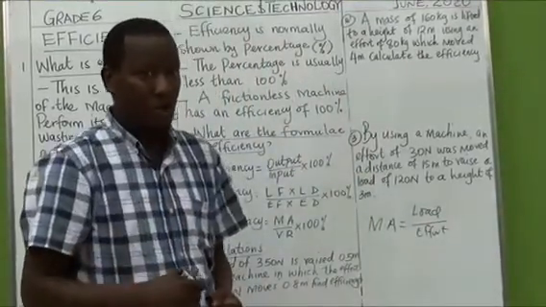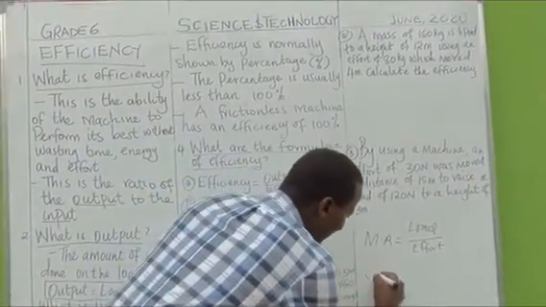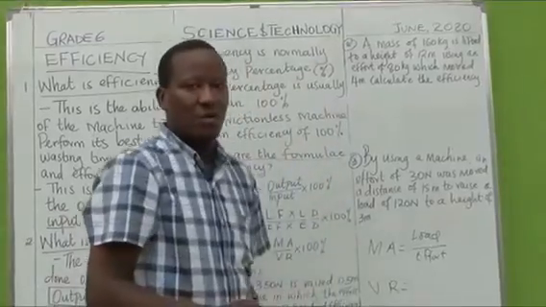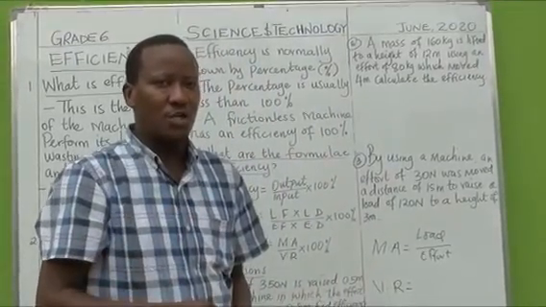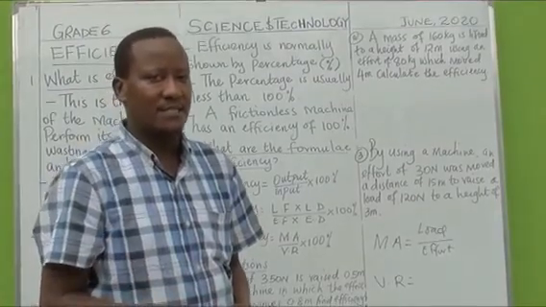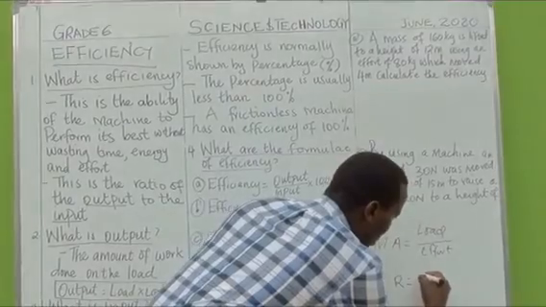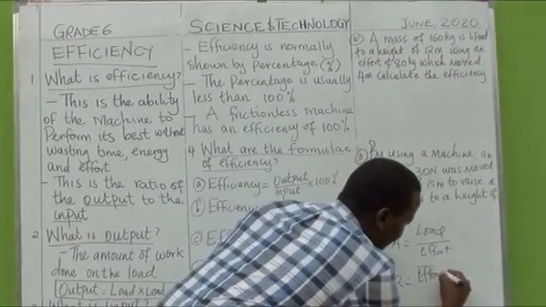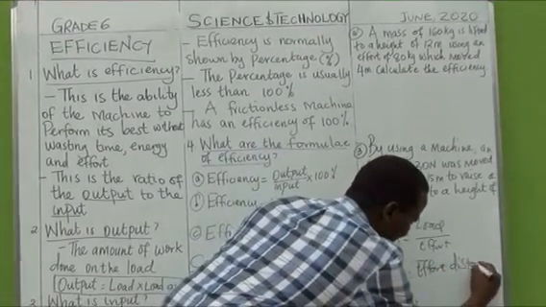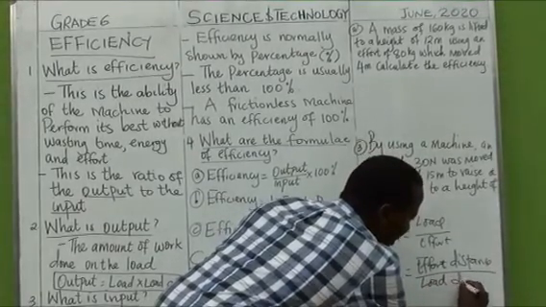If you remember, you can go back and check on the YouTube videos. We also discussed the velocity ratio, whereby we said this is the ratio of the effort distance to the load distance. And then we came up with a formula which says velocity ratio is equal to the effort distance divided by what we call the load distance.